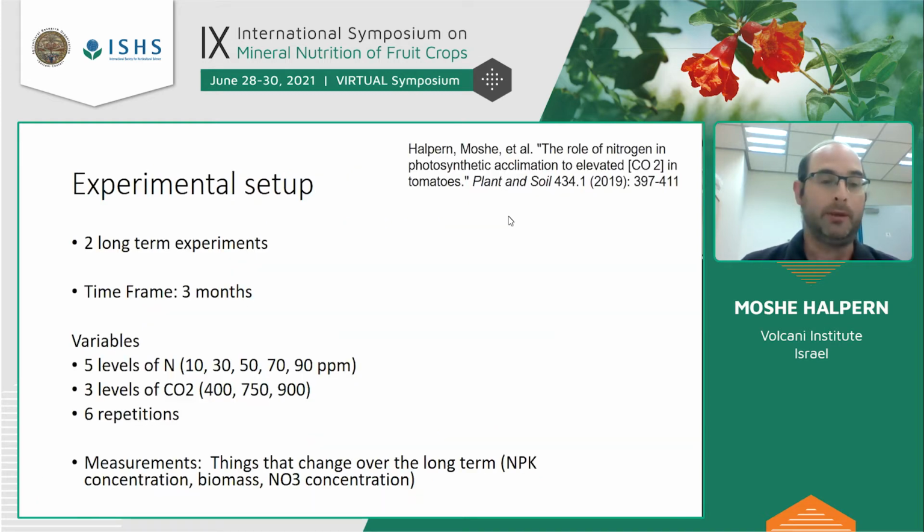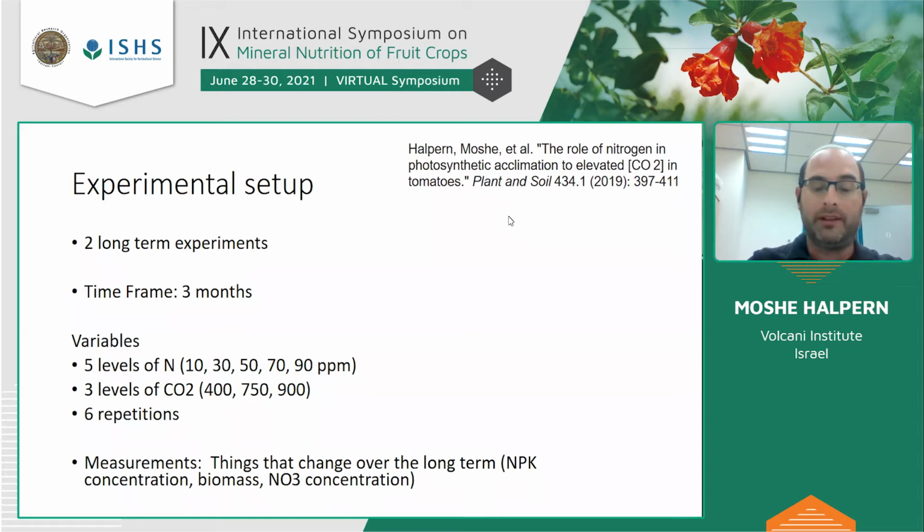All right, now to the tomatoes. Our experimental setup, we have 2 long-term experiments. The time frame was 3 months. The variables that we changed were 5 levels of nitrogen, 10, 30, 50, 70, and 90 ppm in the irrigation water. It was grown in perlite. And 3 levels of carbon dioxide, 400, 750, and 900, and 6 repetitions.